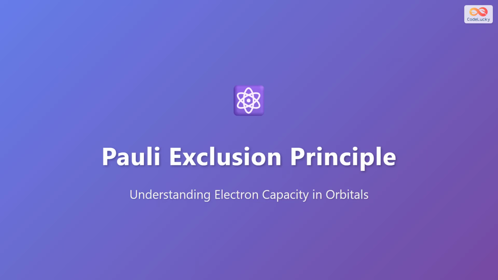Welcome to this lesson on the Pauli Exclusion Principle, one of the most fundamental concepts in understanding electronic structure. This principle helps us understand how electrons are arranged in atoms and why atoms behave the way they do. Named after physicist Wolfgang Pauli, this rule governs the maximum number of electrons that can occupy a single orbital.